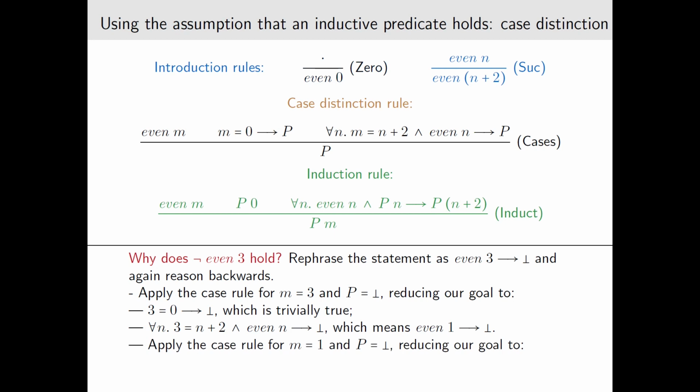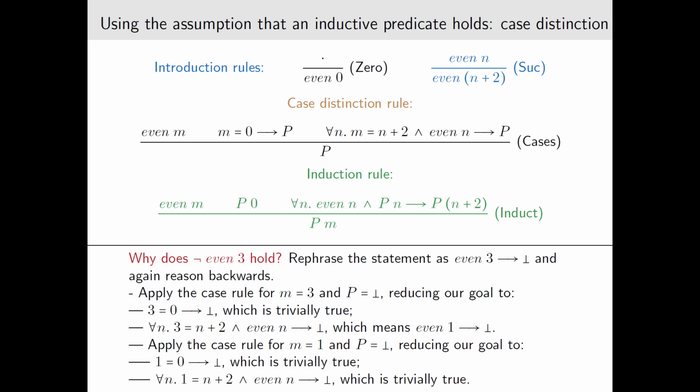So now we again apply the cases rule, but this time for m equals 1 and P equals false, and we further reduce the goal to now 1 equals 0 implies false, again trivially true, and now this one is also trivially true, because there's no n such that 1 equals n plus 2.